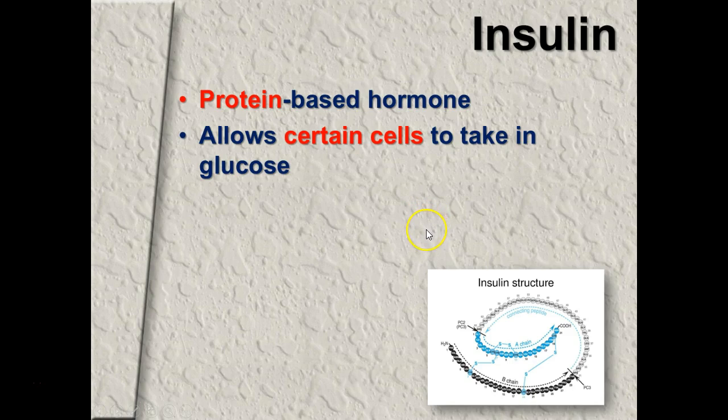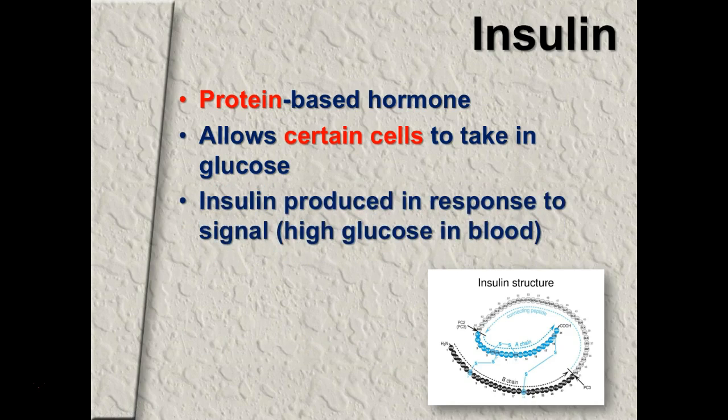And as I was pointing out with the GLUT4 transporters, the insulin's going to signal to those cells that it's time for them to bring in more glucose than they normally do. As you probably already know, insulin is what's produced in response to the signal, which is high glucose in the blood. So whenever you eat a meal, your insulin is going to be released to help bring down glucose levels. Of course, the more glucose you eat, the more insulin is going to be produced to try to bring that level back down to an appropriate concentration of glucose in your bloodstream.